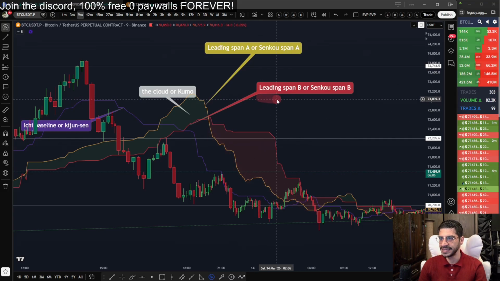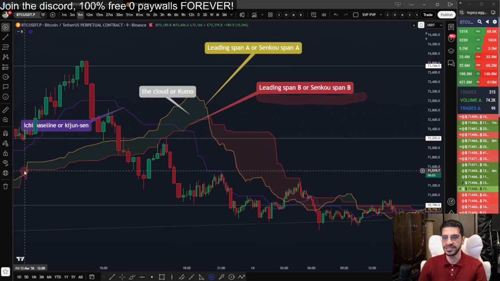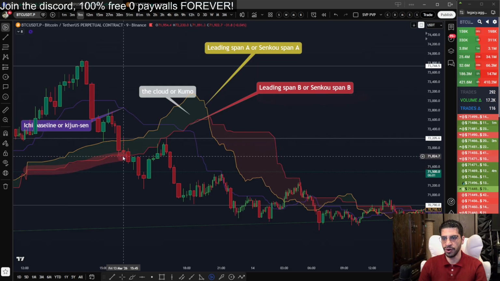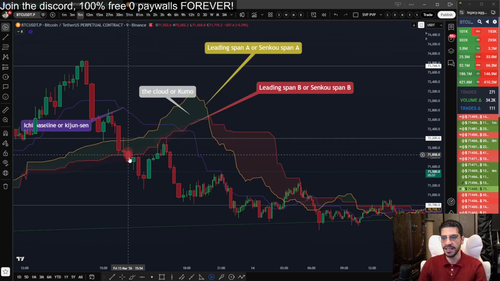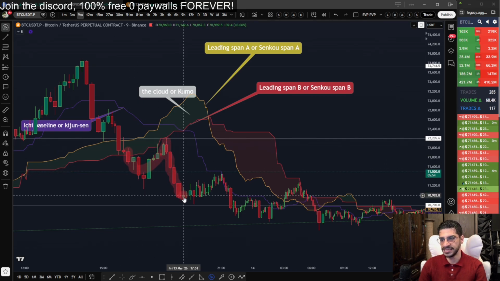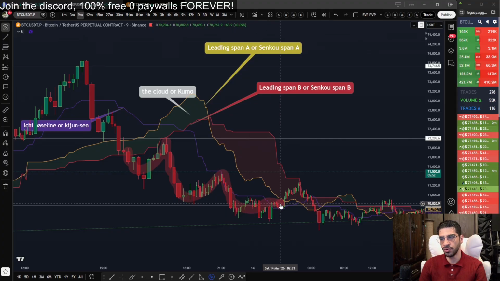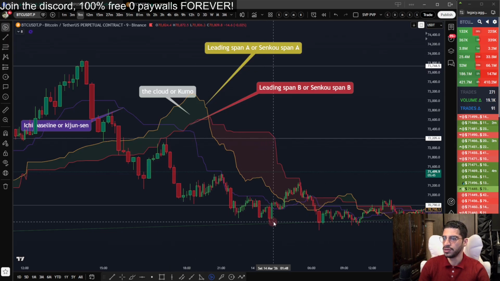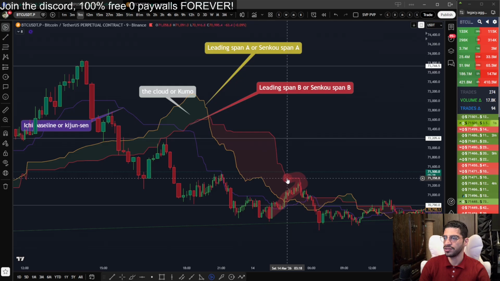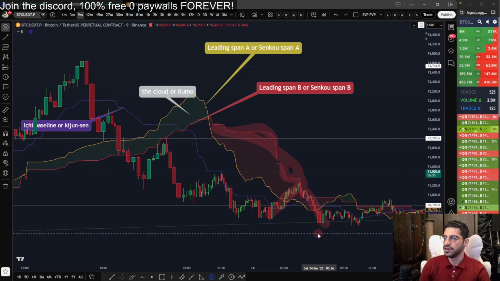Then we have the leading span B. I like to call this hard resistance, hard support. If price action is above the leading span B and we break below it, that's where the price action tends to go a little bit more bearish and we extend a little bit more down. If the price action is below the Ichi and we go into the leading span A, we have to break above the leading span B as it's being used as hard resistance, or else we reject again.